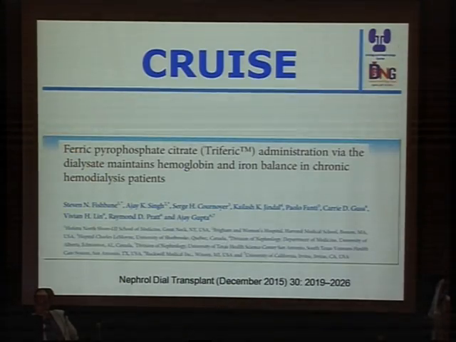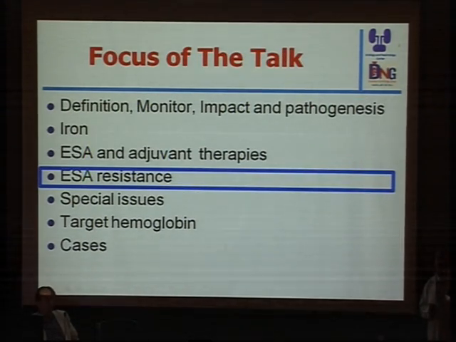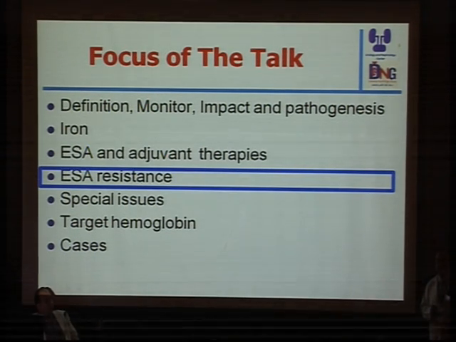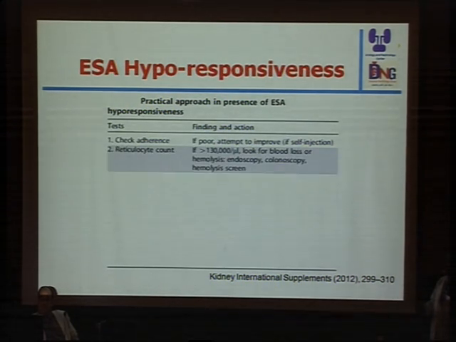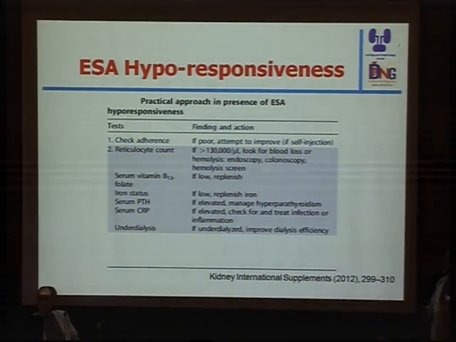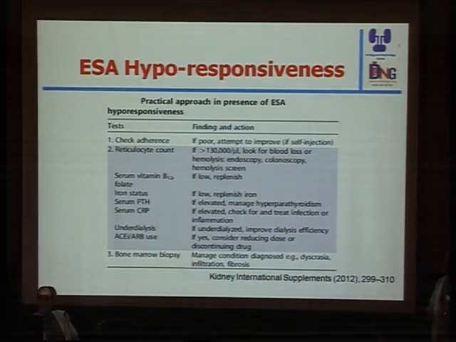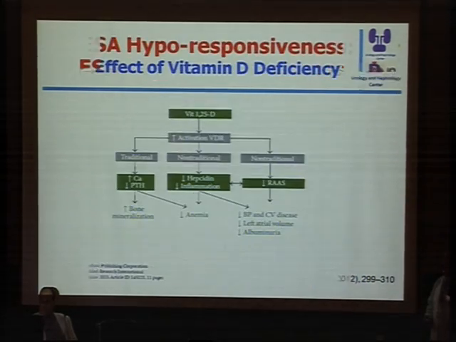I'm going to skip all these. If you treat the patient with erythropoietin or ether and you have resistance, there is no response, you should think of the etiology of resistance. And the etiology of resistance here may be because of bleeding, hemolysis, deficiencies, hyperparathyroidism, inflammation, malnutrition, use of drugs, etc. At the end of the day, it may be absolute resistance because of bone marrow fibrosis.